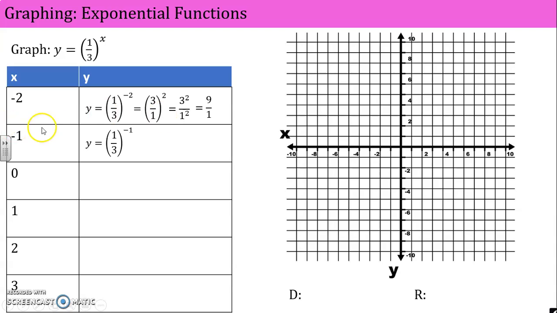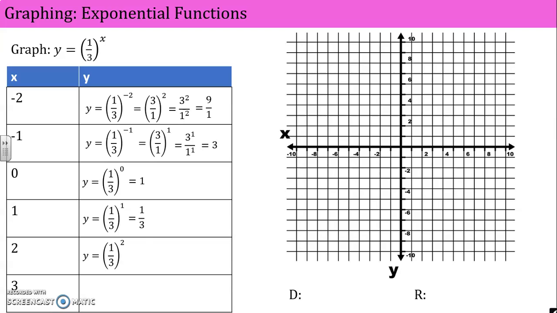-1 works similarly, right? I plugged in -1. The fraction flips, right? It becomes the reciprocal, and the exponent becomes positive. And then that just simplifies to 3. You raise any number to the power of 0, you get 1. That's a rule from last unit. We got to remember that. 1/3 to the power of 1 is 1/3.